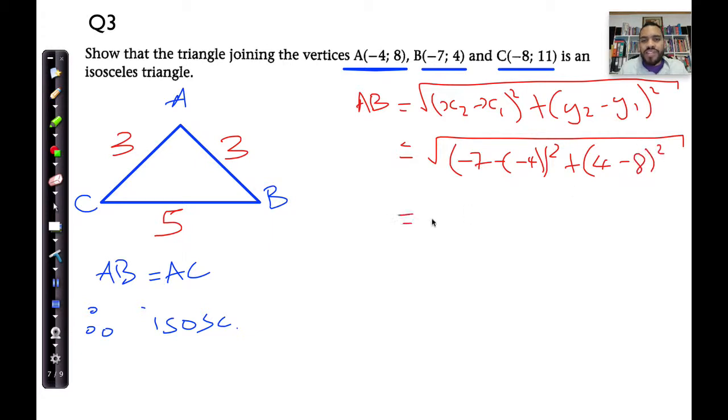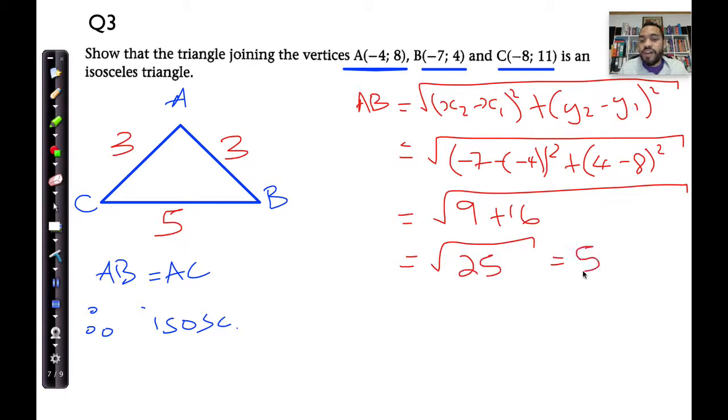Now what does this give us? Well, minus 7 plus 4 is minus 3, and minus 3 squared gives positive 9, and then 4 minus 8 is minus 4, squared is positive 16. That's actually the square root of 25, and the square root of 25 is just 5. And there we go. That's the length of AB.